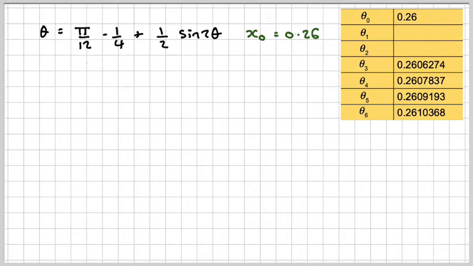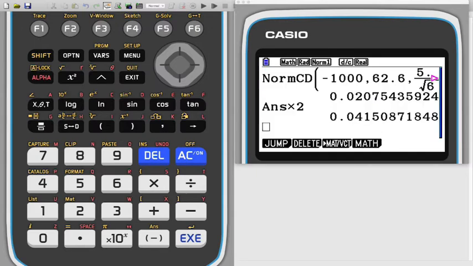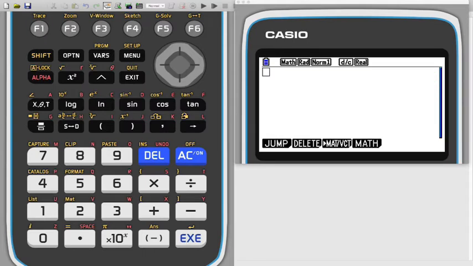Okay, to do that we use our graphics calculator. So first of all, put it in mode 1. Okay, and make sure your calculator is in radian mode. Let's just delete everything that's there already. Okay, it is in radian mode. Okay, so first thing we need to put in is that 0.26. So we put in the first value and then press enter.